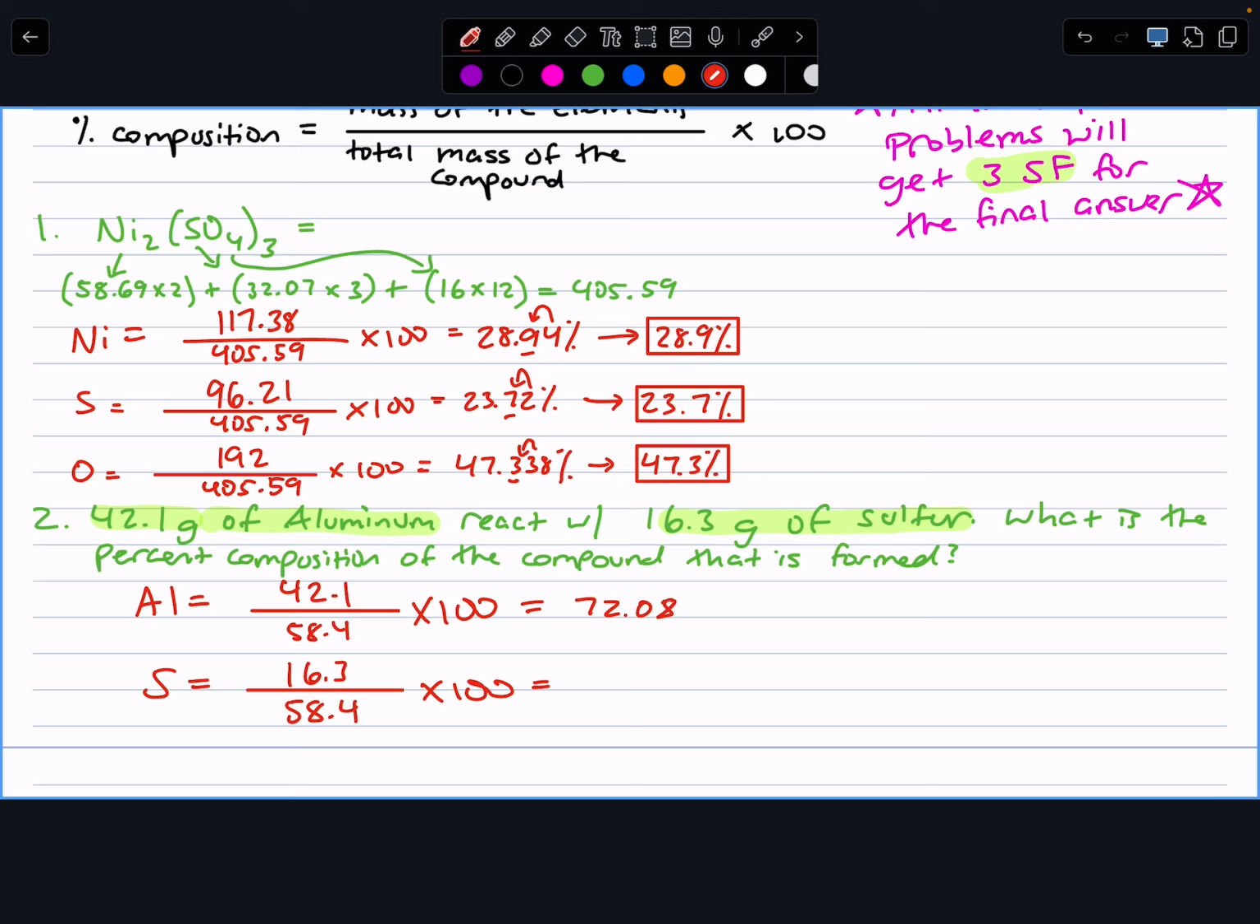72.089. Good. How many sig figs did we say? Good. Where's the third sig fig? Can 8 round 0? 72.1% is my final answer. Yes?